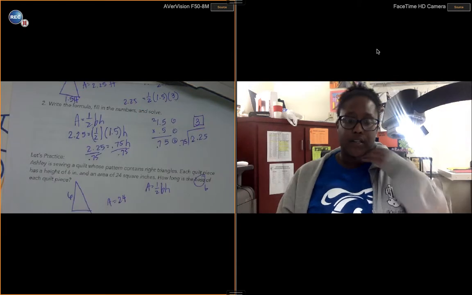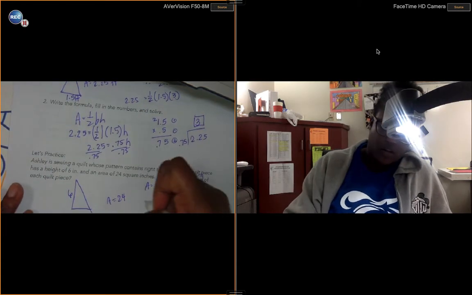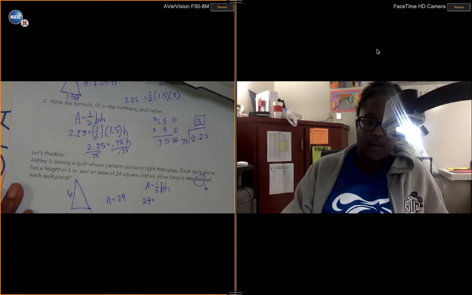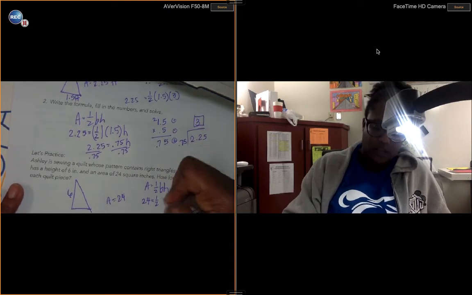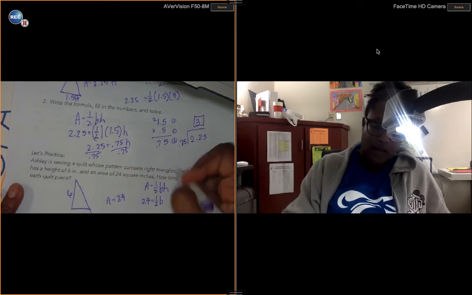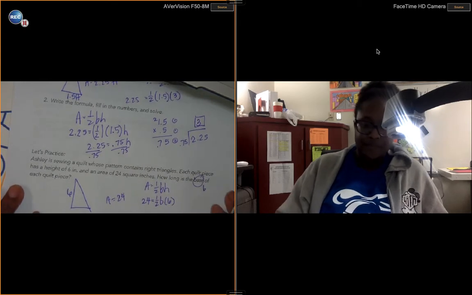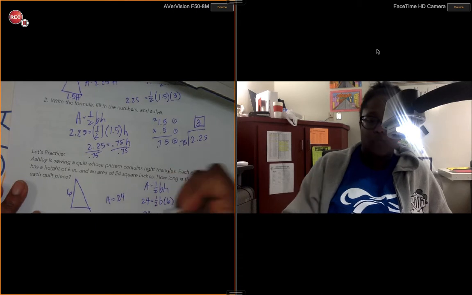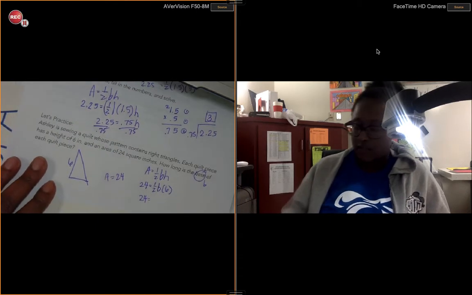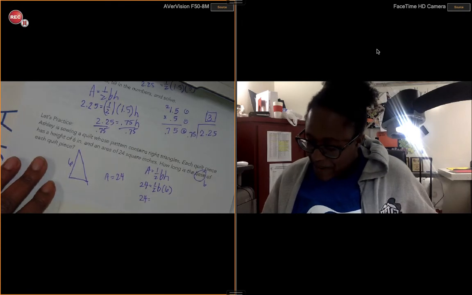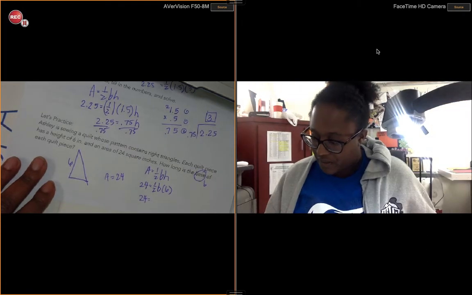All right, so we're going to plug in the numbers that we do know. It told us our area is 24. We have my equal sign, and then I have my 1/2. It does not tell me what my base is, so that's going to be my B, but it does tell me what my height is, so that's going to be 6. So we drop that down, and we multiply the numbers that we can. So 1/2 times 6, I believe, is 3. But I always double check.